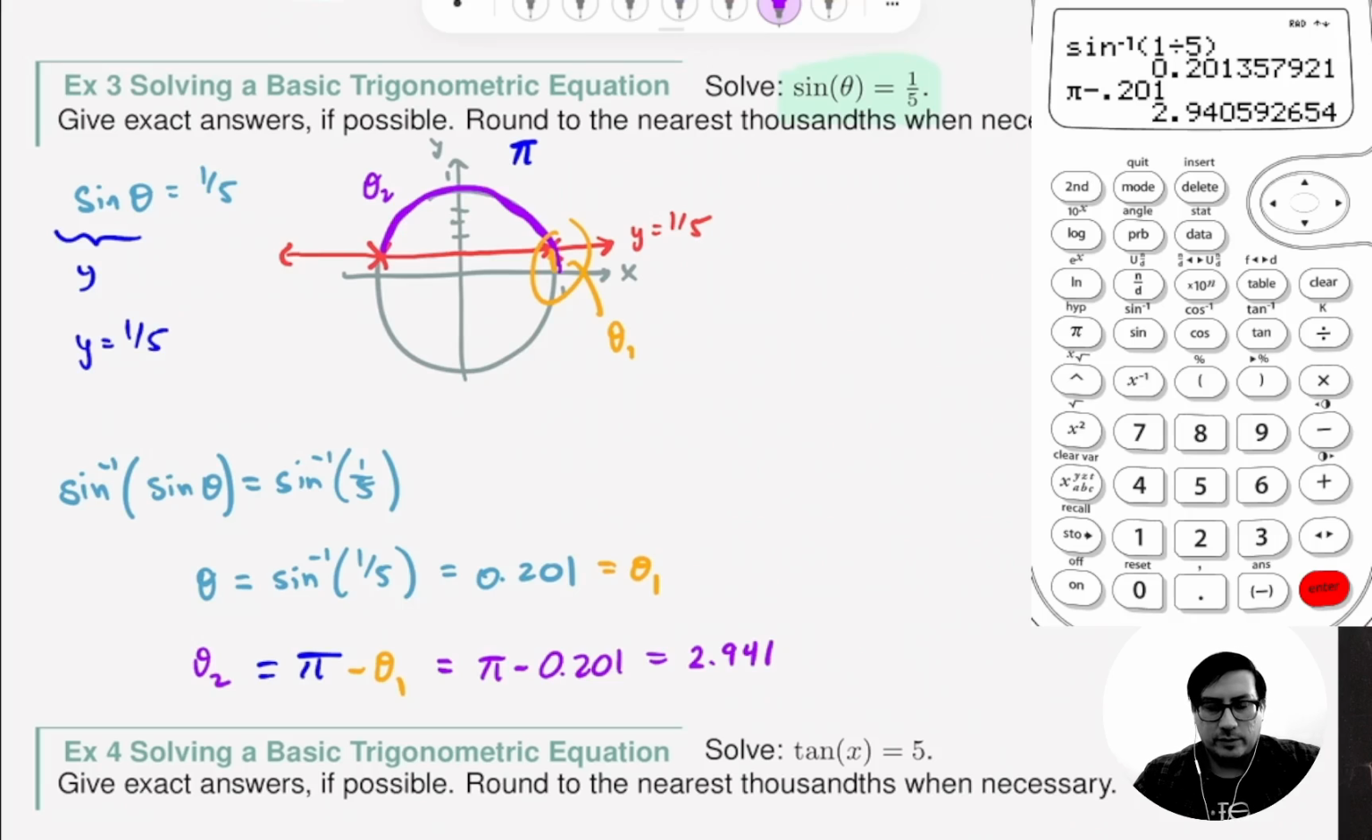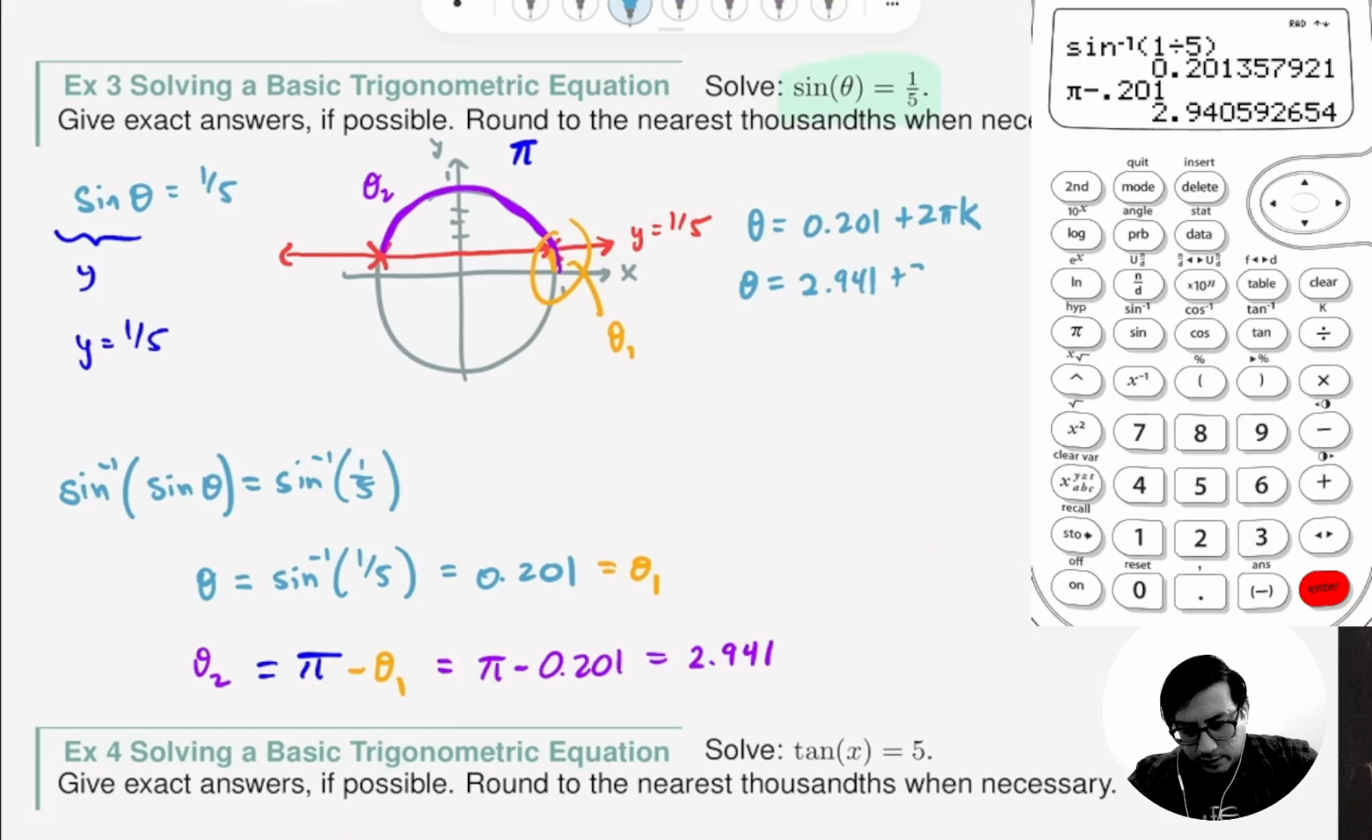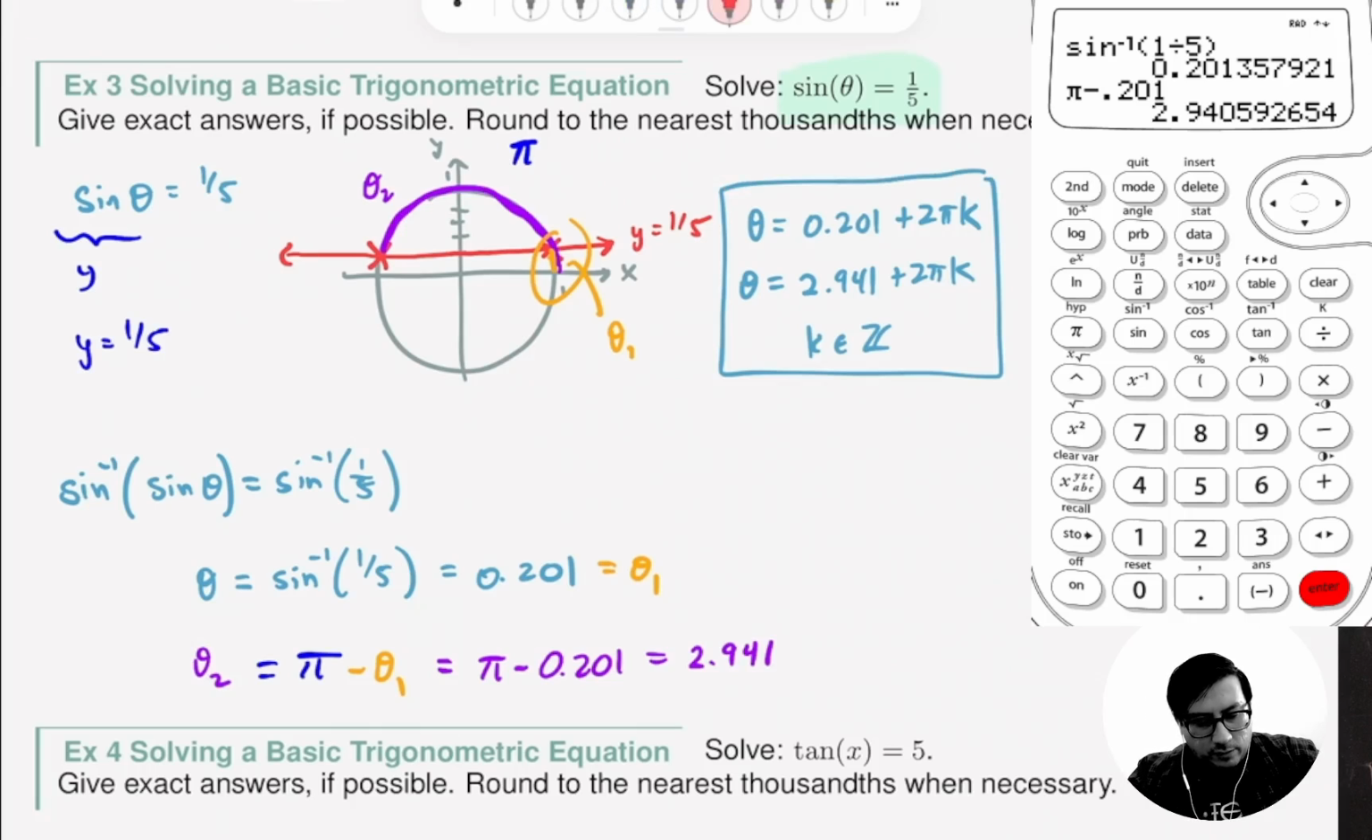What we're going to do is we're ready for our final answer. So our solutions are theta equals 0.201 plus 2 pi k. Theta is going to be 2.941 plus 2 pi k. k belongs to the integers. Those are our solutions.